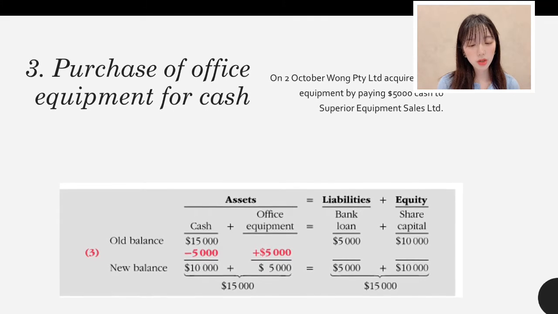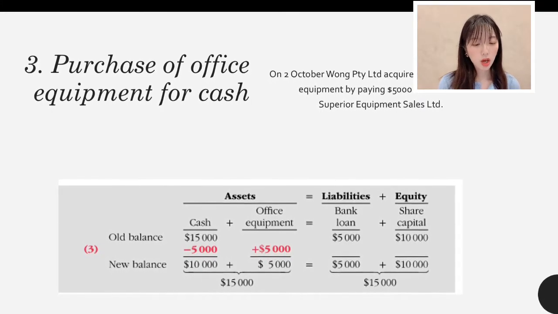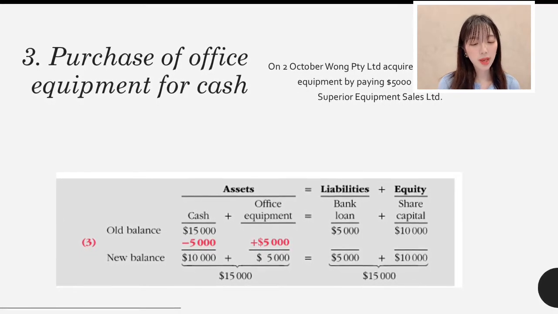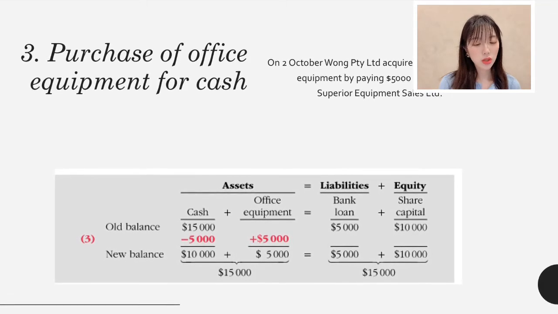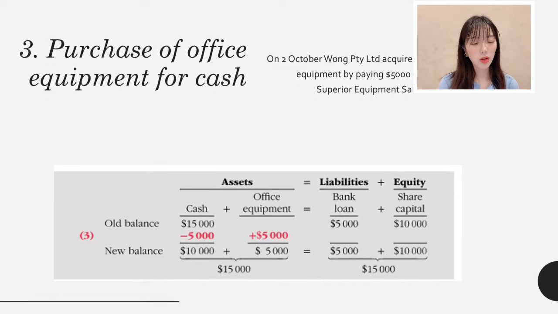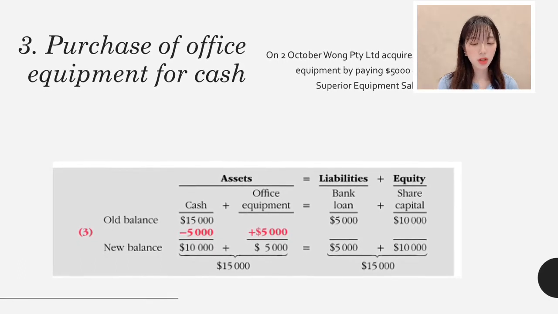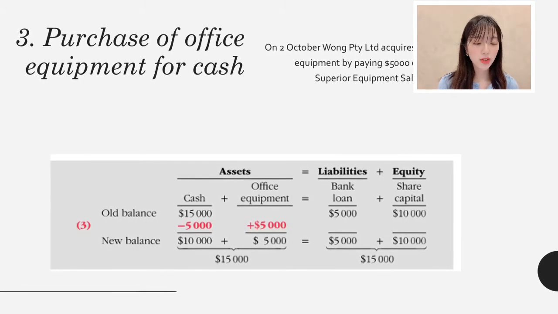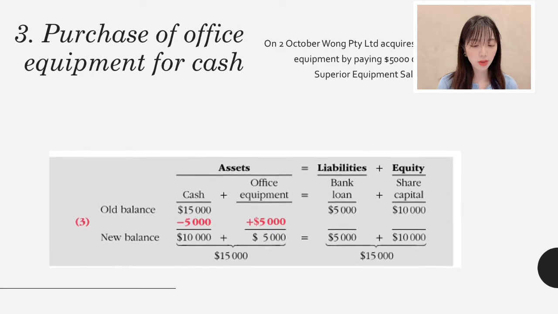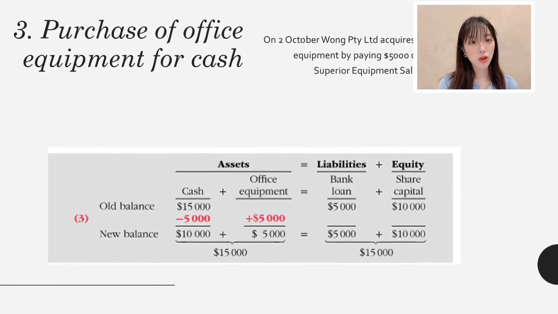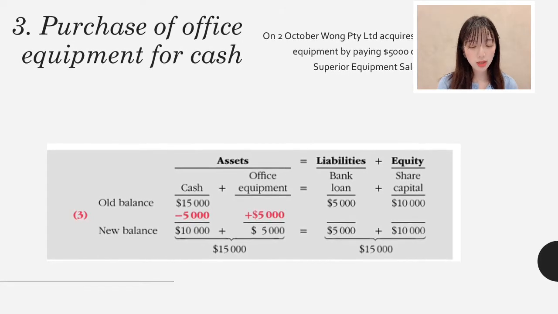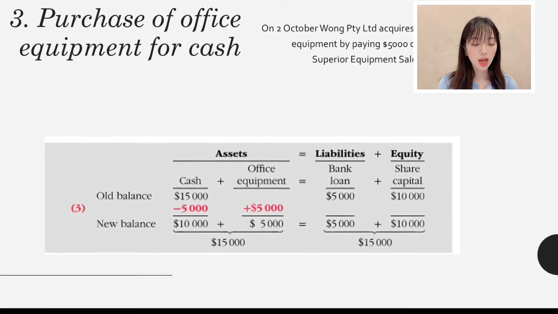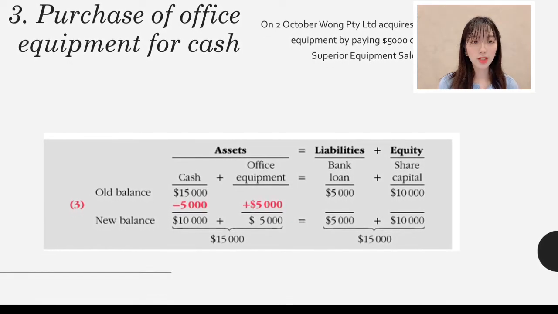Number 3, purchase of office equipment for cash. On 2 October, One Limited acquired office equipment by paying 5,000 cash to Superior Equipment Sales Limited. This transaction resulted in an equal increase and decrease in One's assets. Office equipment increased 5,000 and cash decreased 5,000. The total assets are now 15,000 and equity plus the liability also total 15,000.